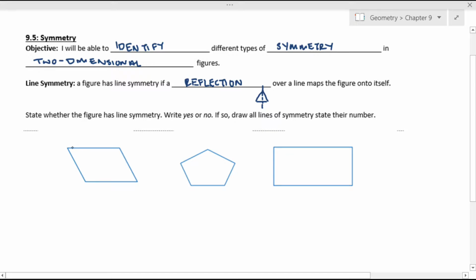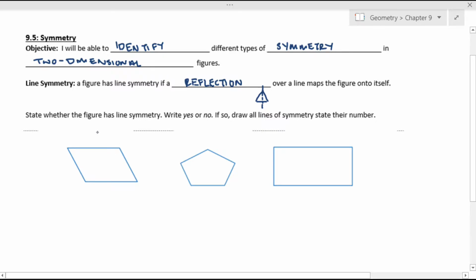First, this is probably the trickiest one, this parallelogram that we're starting off with. Can we draw a line down the middle, or on the diagonal, that would fold onto itself, or flip it over the line so it landed right back on itself? Well, pause it, think about it. What do you think? All right, I'm going to assume that you paused it.